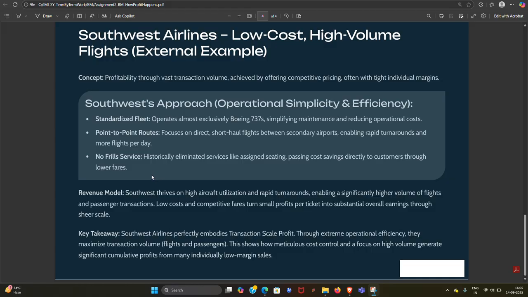So the key takeaway is that Southwest Airlines perfectly embodies transaction scale profit through extreme operational efficiency, which they work on in many ways, be it inside the plane, their routes, their staffing, and the airports that they use. They're also known for using some offbeat airports where the airport fees charged to the airline are lesser, thus saving costs there. This shows that meticulous cost control and focus on high volumes of transactions build significant cumulative profits.